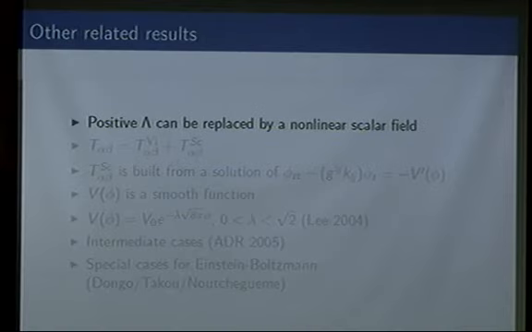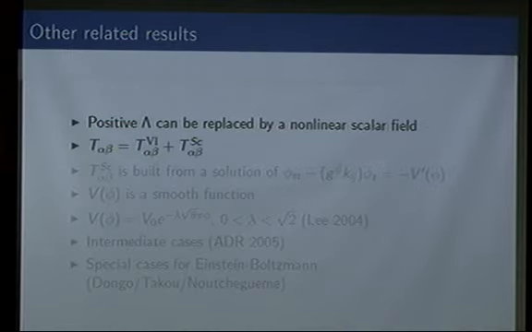So I would like to just mention one or two other related results here. One thing is that a positive lambda can be replaced by a nonlinear scalar field. You may have heard or read in the newspaper about dark energy, which is a kind of strange matter that has an effect a bit like a positive cosmological constant. So in this context, we can also make some models for dark energy.